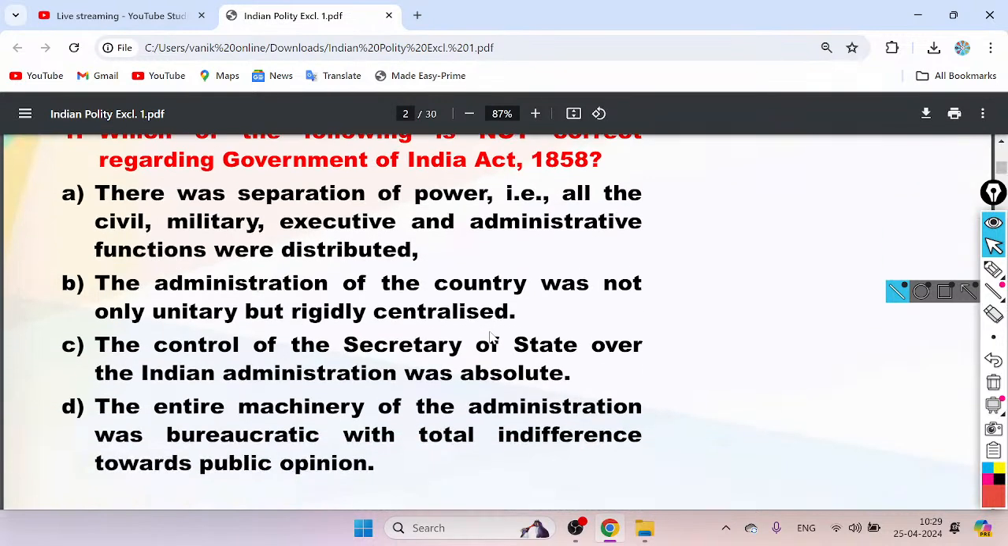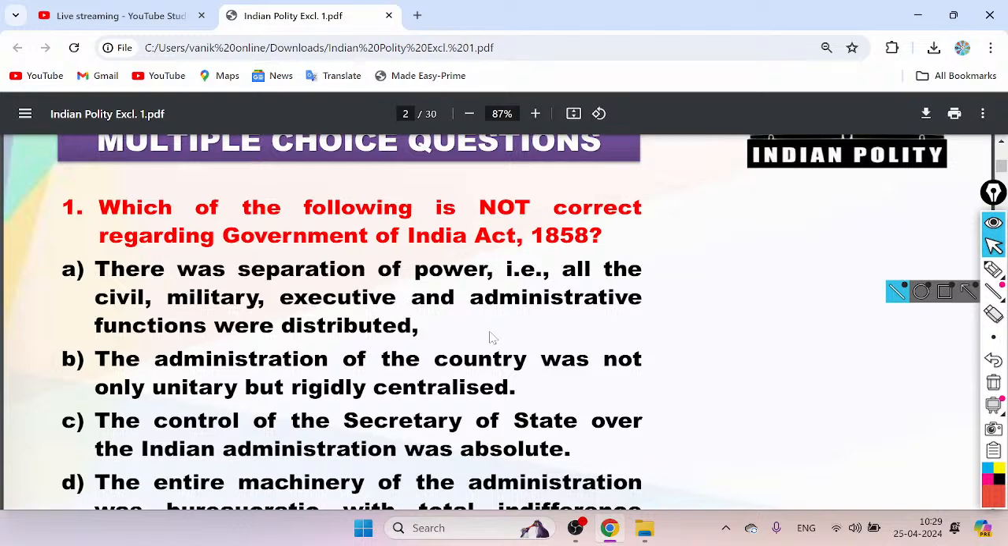Look at question 1. Which of the following is not correct regarding the Government of India Act 1858? The Government of India Act 1858 is a watershed development in the colonial era. It heralded a new chapter in the political history of India. It provided for direct British rule in India, and the company rule came to an end under this act. So this act made provision for direct British rule or crown rule in India.